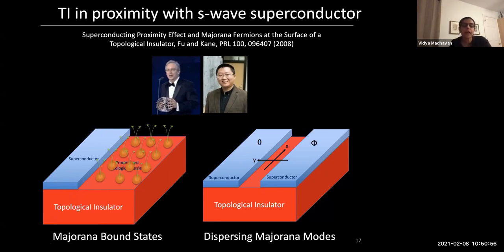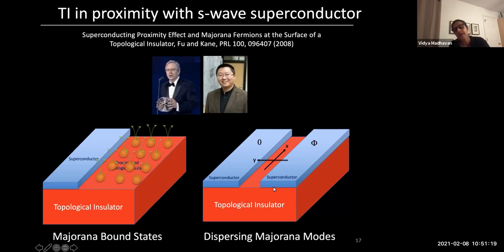If you can do that, then what they showed is that if you turn on a magnetic field, then inside the vortex cores of the system, you will realize zero-bias Majorana bound states. So that's one scenario where you can get Majorana bound states.